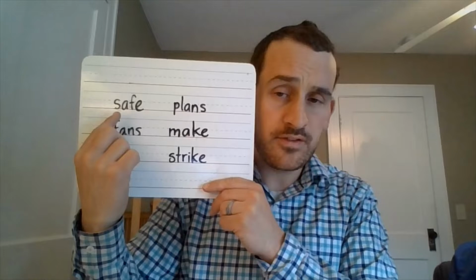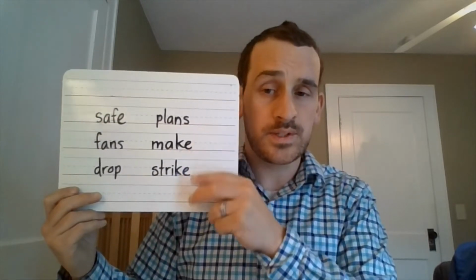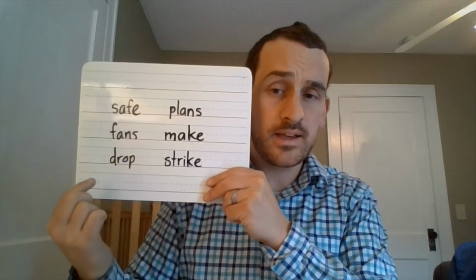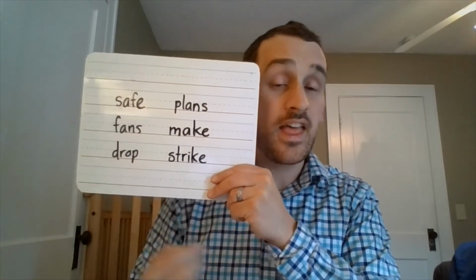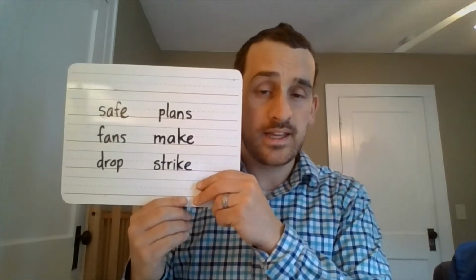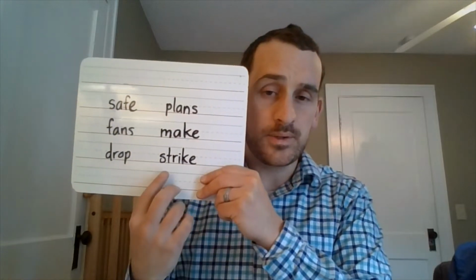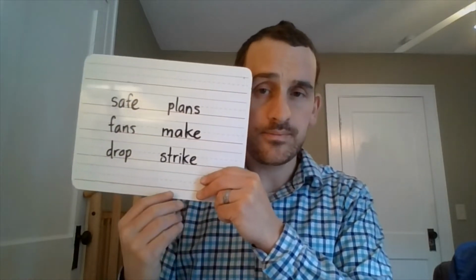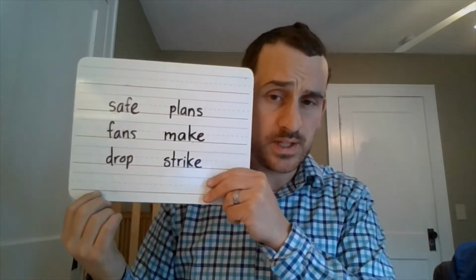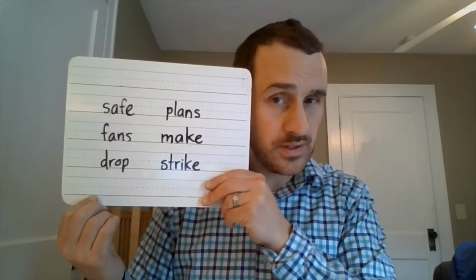So safe only has one syllable. Plans only has one syllable. Fans, make, drop, strike. They only have one syllable. A word like second would have two syllables. Second. But strike, one. So each of these words has one syllable. However, some of these words have two vowels.